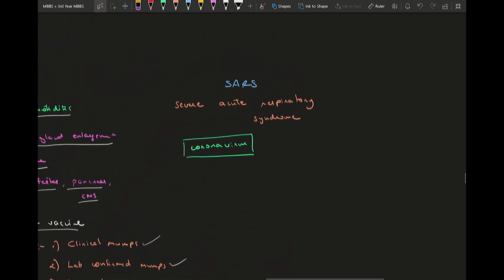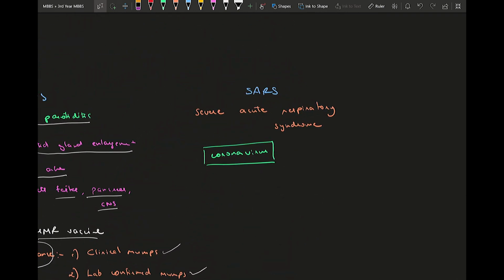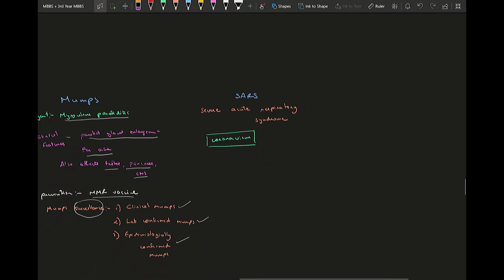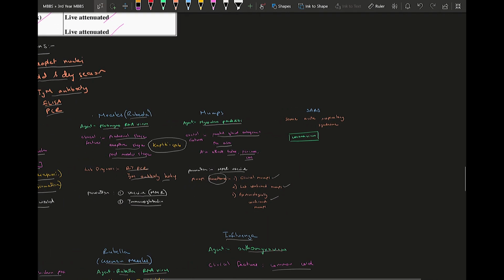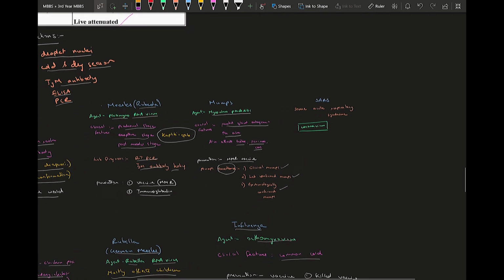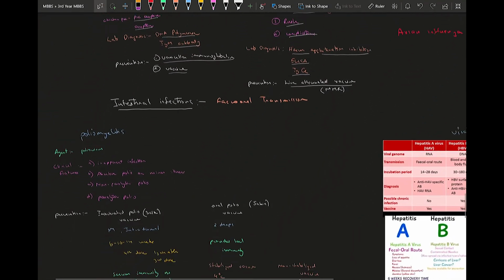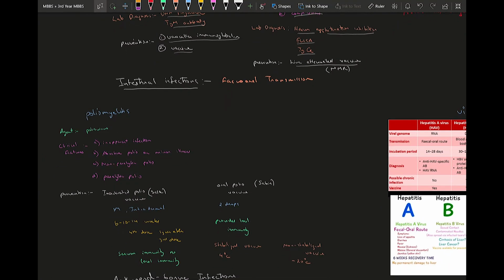The last one is SARS. If they say SARS, severe acute respiratory syndrome, you just think about coronavirus, all the symptoms, all the vaccines, all the managements, and you just write it down. Everyone will be aware of this, and I don't think I need to specify any points for this. Everything about coronavirus you put down in this SARS, and that would be all the respiratory illnesses.